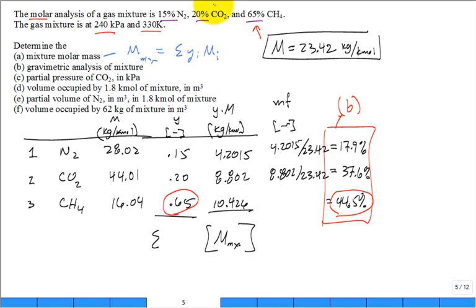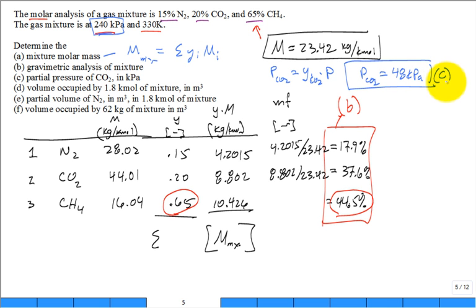Yep, that's exactly it. So the partial pressure of the carbon dioxide will be Yi, the mole fraction of the CO2, times the total pressure, which was 240 kilopascal. And so we calculate the partial pressure of the CO2. It comes in at 48 kilopascal. That's the answer to part C.